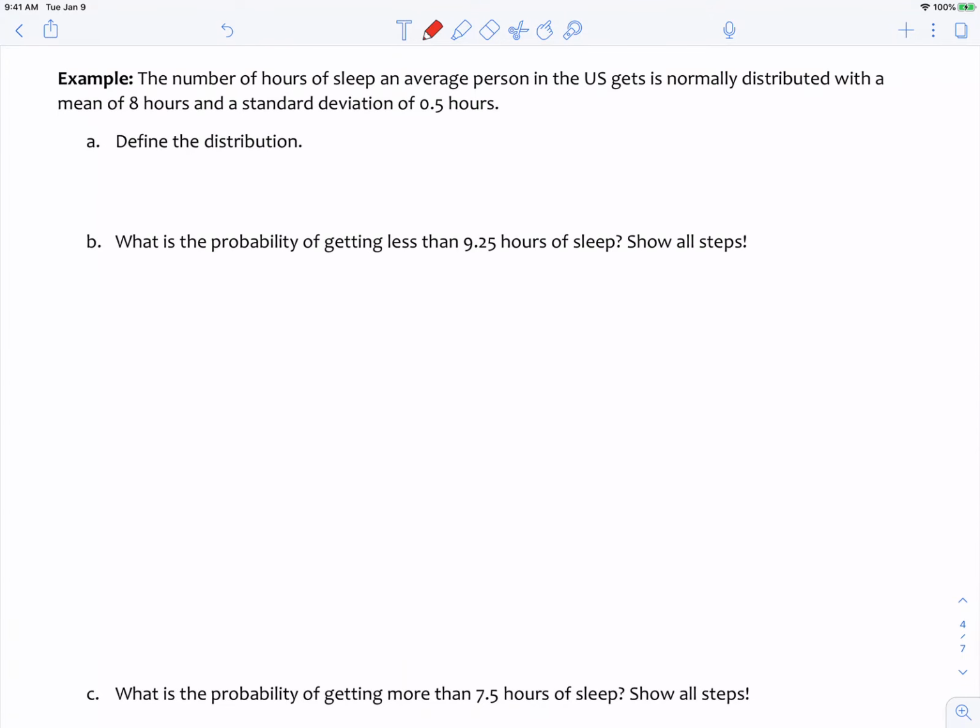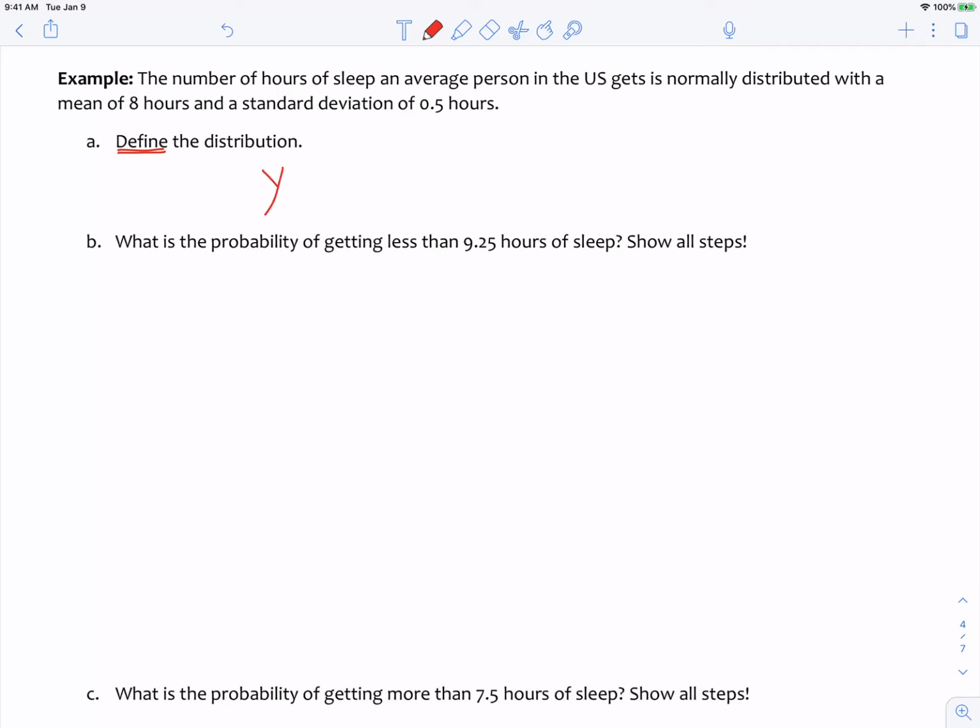The number of hours of sleep that an average person in the US gets is normally distributed with a mean of 8 hours and a standard deviation of 0.5 hours. And we want to define the distribution. So to define the distribution, remember, we're just going to symbolically summarize that information.